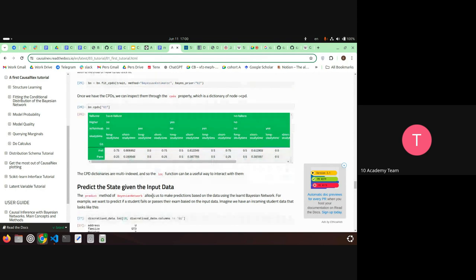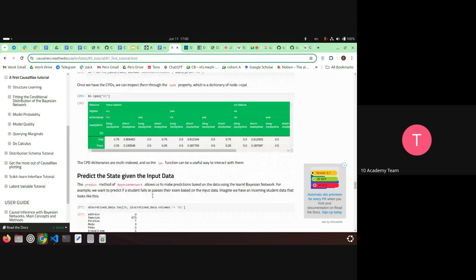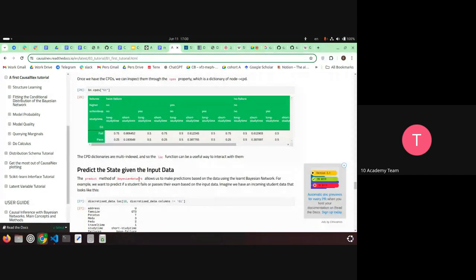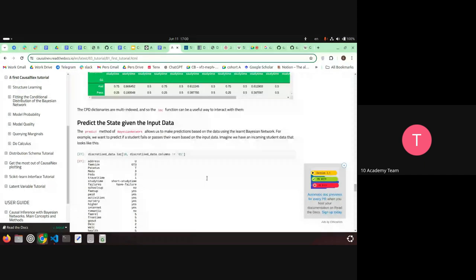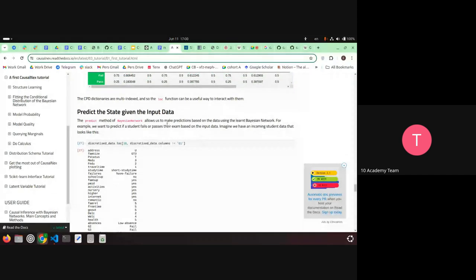You can, of course, calculate the marginal probability, not the conditional one, the total, basically, that doesn't depend on the variable. And you can also use it to predict.